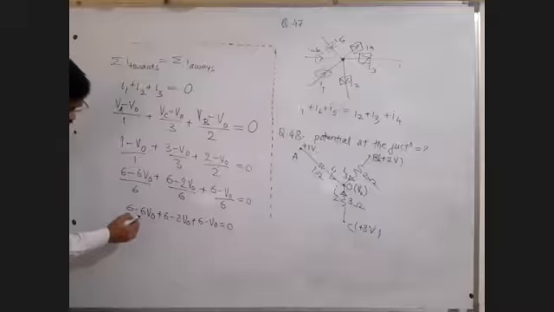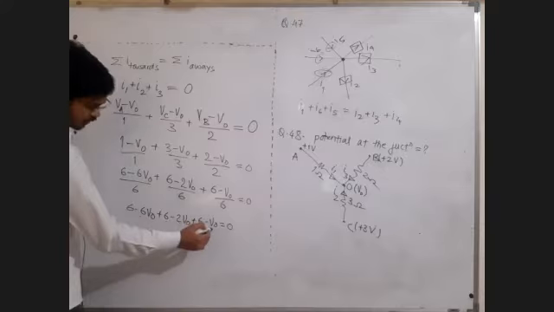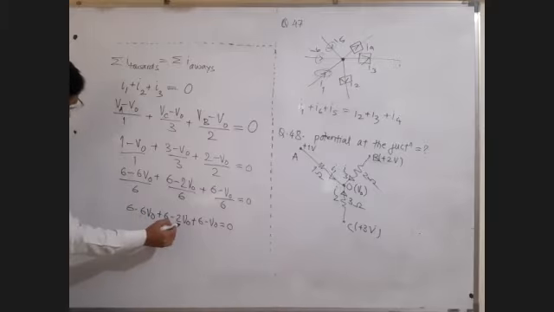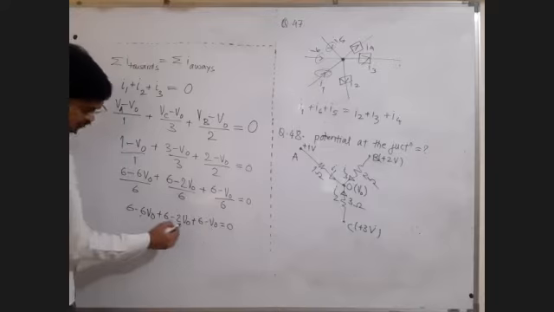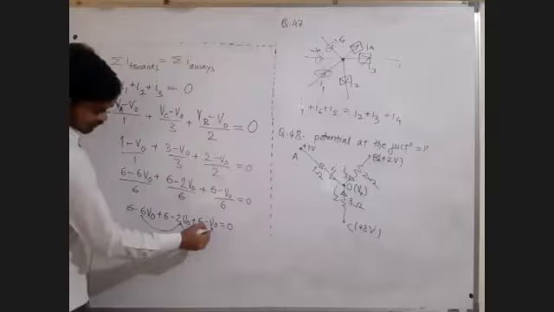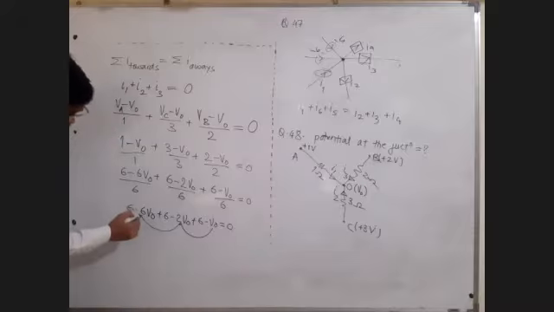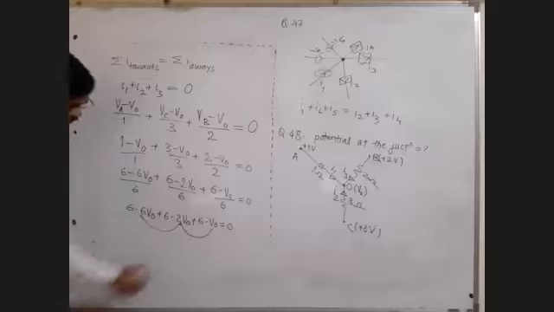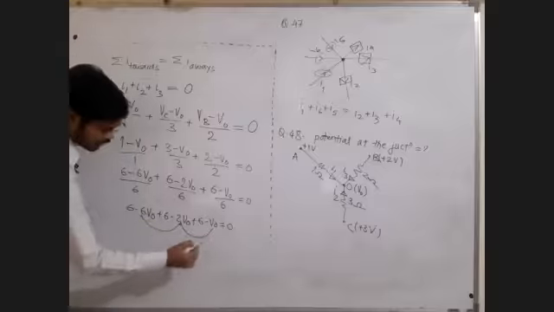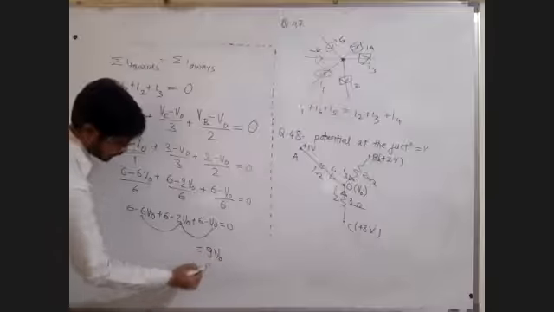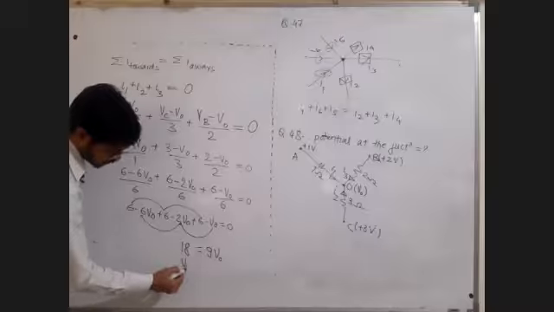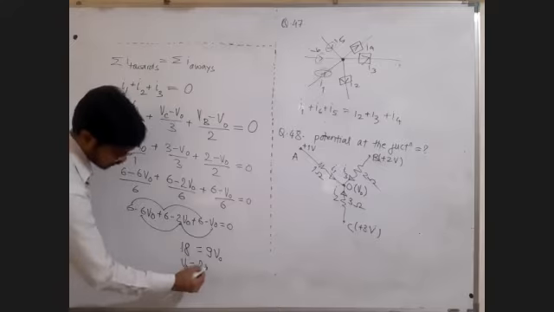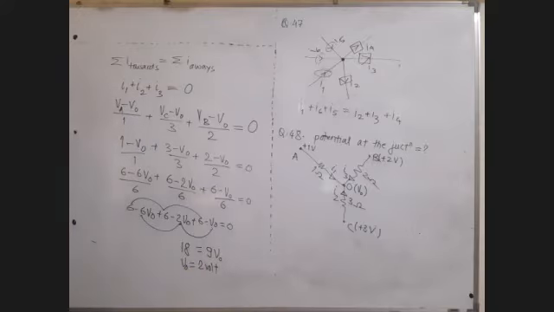So minus 6 VO minus 2 VO minus VO, that will become minus 9 VO. Minus 9 VO on the right hand side will become plus 9 VO. 6 plus 6 plus 6 is 18. So VO is equal to 18 upon 9, that is equal to 2 volt.